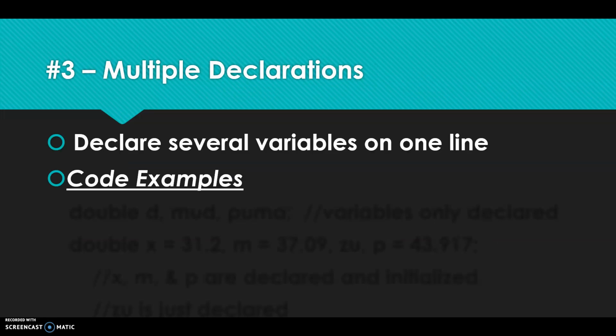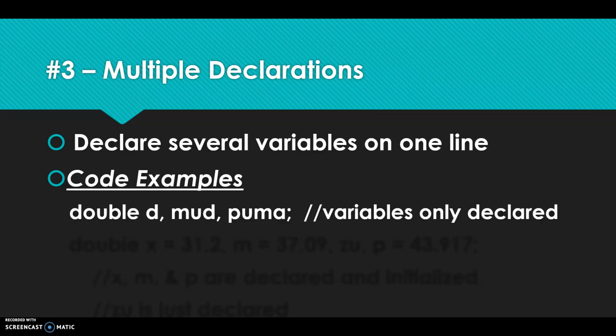If I want to declare more than one variable at one time, I can do that, but they all must be the same type of variable. So for example, I can declare 3 variables that are double. One is d, one is mud, and one is puma. Notice I just have a comma between them. That's it. And I don't reuse the word double. I use it at the beginning, and then I list them with a comma between them.